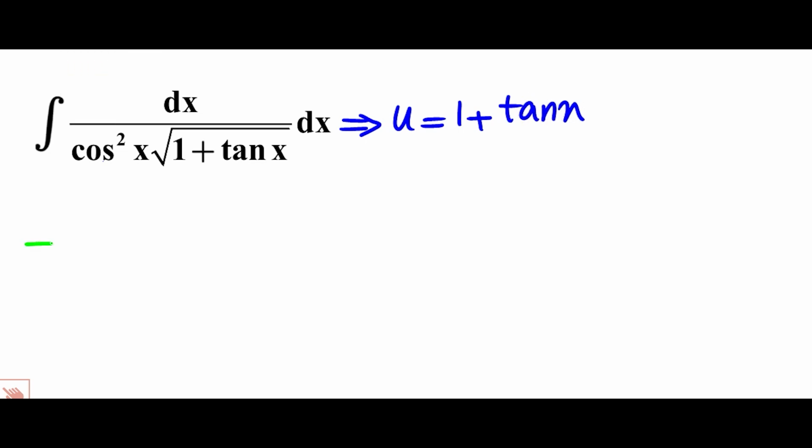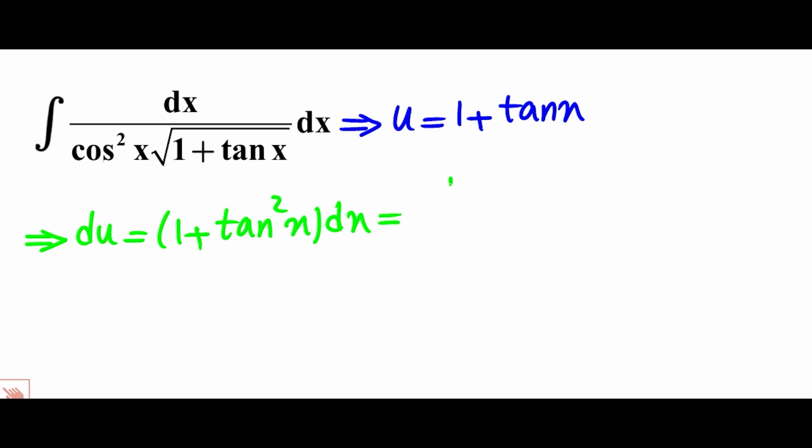So we have du equals (1 plus tangent squared of x) dx. The derivative of tangent of x is secant squared of x, or 1 plus tangent squared of x, or dx over cosine squared of x. Now look at our original integral. We have dx over cosine squared of x right there. This entire part simply becomes du, so we can rewrite the integral in terms of u.